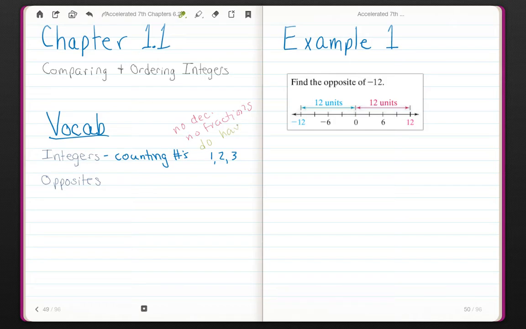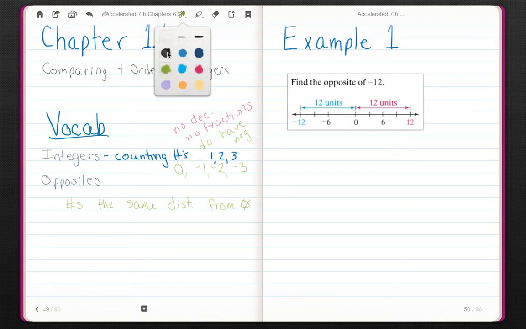So for example, -1, -2, -3, those are all integers. 0 is also an integer. Now opposites are just what they sound like. They are numbers the same distance from 0.